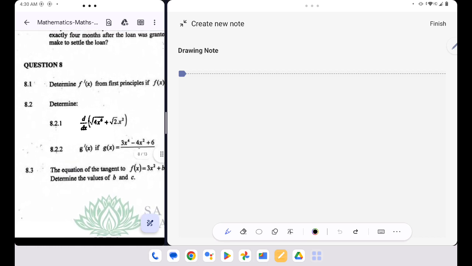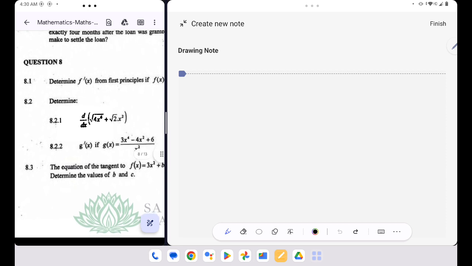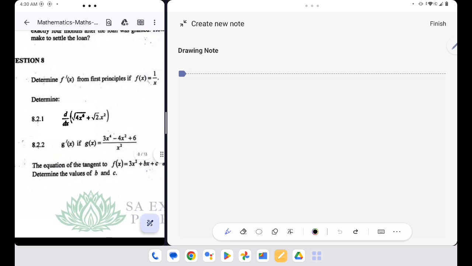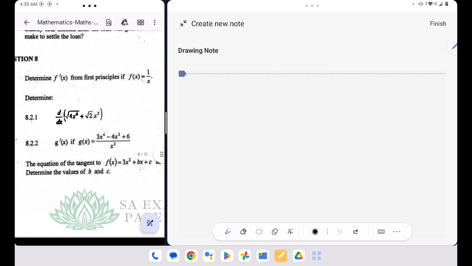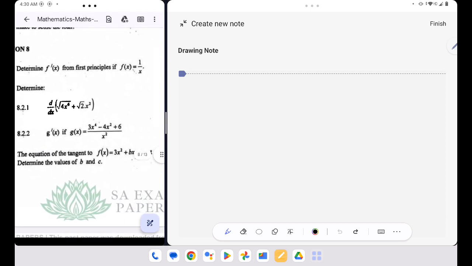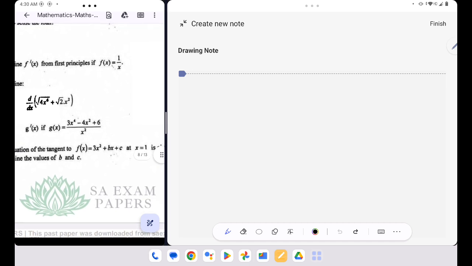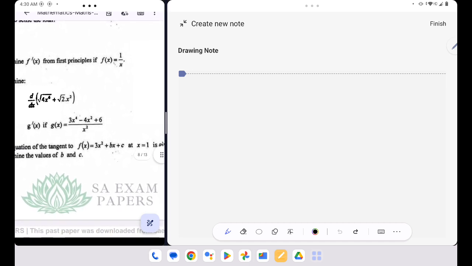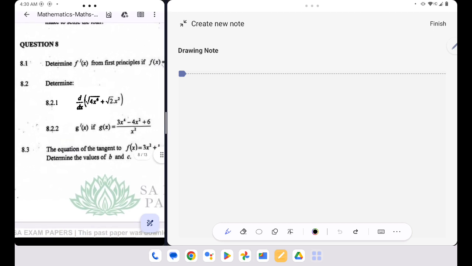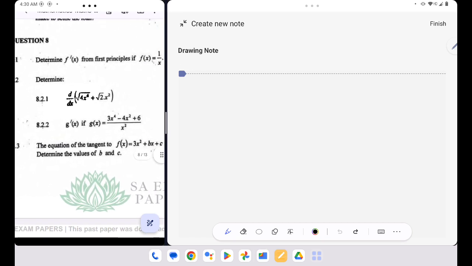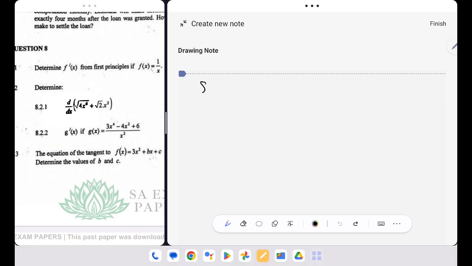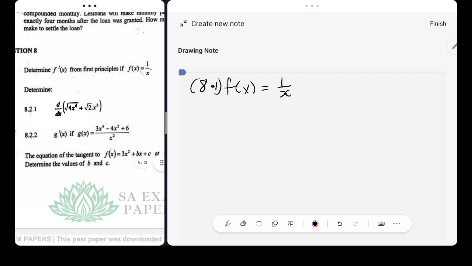I'm still doing mathematics paper 1, the May-June 2024. I'm about to do calculus. I'll start doing question 8, then I'll do question 9, which is a cubic function, and question 10. Okay, firstly, question 8. We are asked to find the derivative of f of x by using first principle.